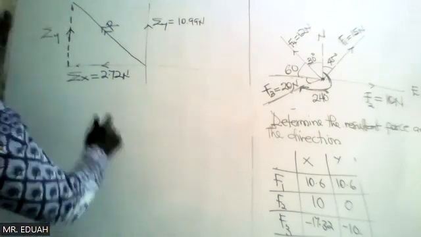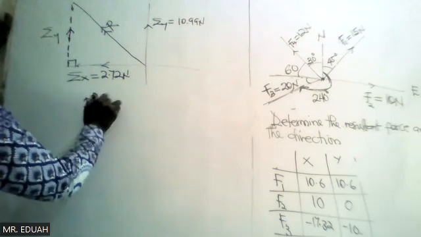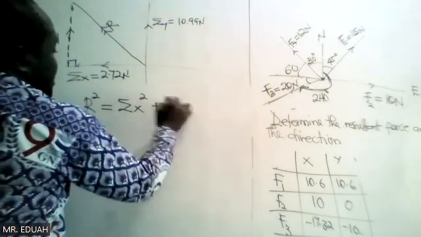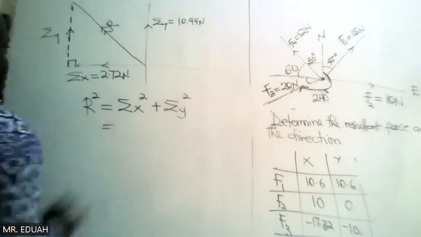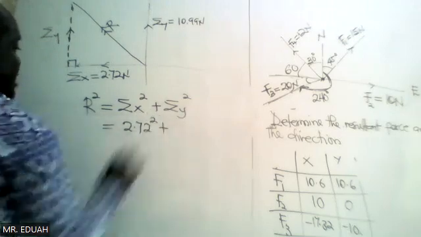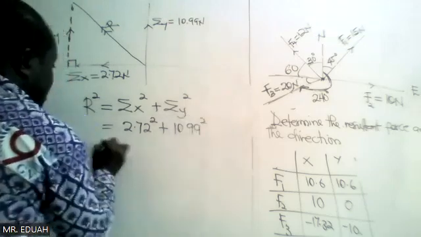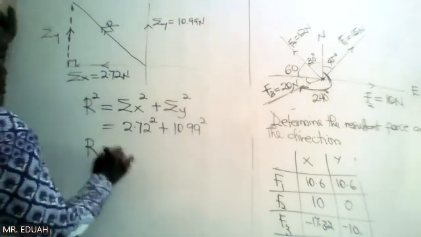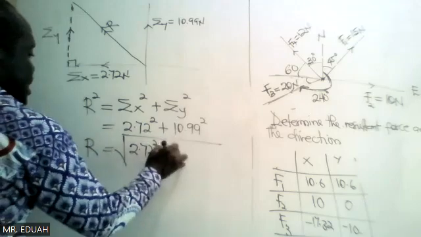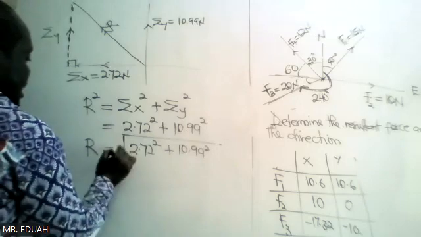Okay, so we can use Pythagoras theorem because this part is perpendicular to this. R squared now is equal to summation of x squared plus the summation of y squared. Summation x is 2.72 squared plus summation y is 10.99 squared. R therefore is equal to the square root of 2.72 squared plus 10.99 squared. Please help me get the final answer.